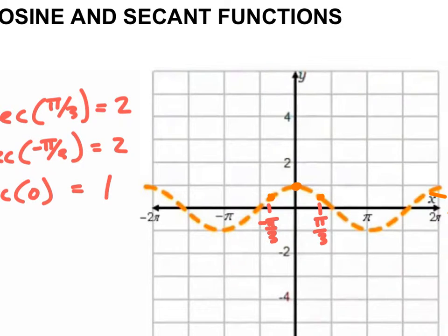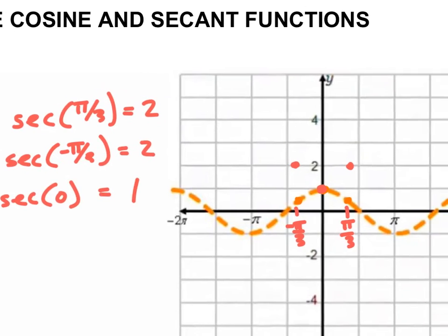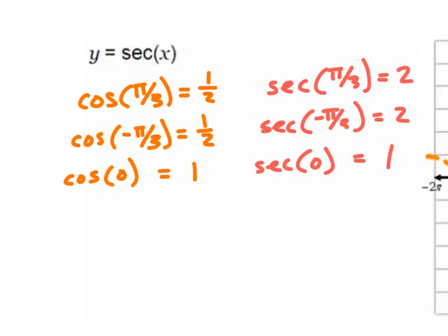Okay, when I do secant, let's plot those points up here at 2, 1, and then at 2 again. Okay. And let's think about what happens when we plug in cosine of pi over 2.